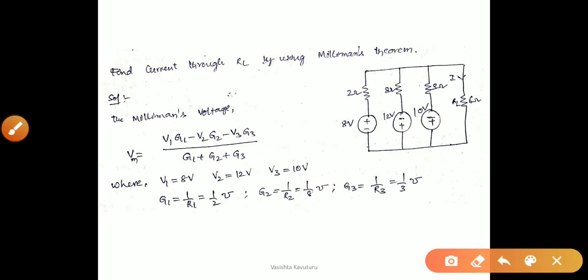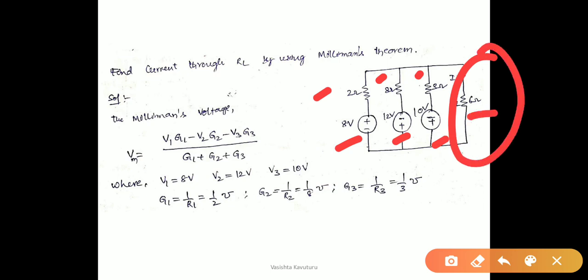The first problem is to find the current through RL by using Millman's theorem. Since here it is a given DC network, we have three voltage sources with their internal impedances shown here, and a load resistance RL of 6 ohms is connected, and we are asked to find the current in that 6 ohm resistance.